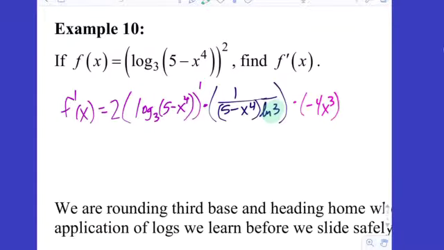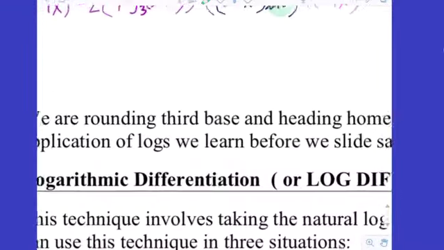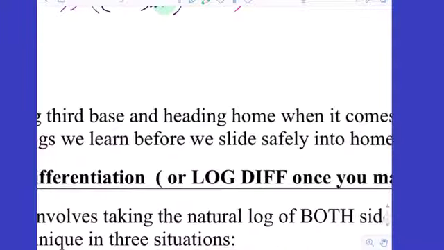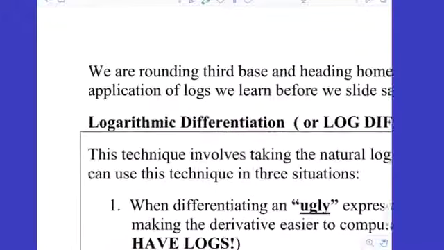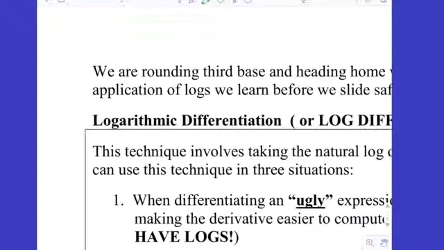Okay. Sweet. All right. We are rounding third base and heading home, which I hope the Astros do a lot tonight while the ball is still in the outfield. Game 3 tonight at home.